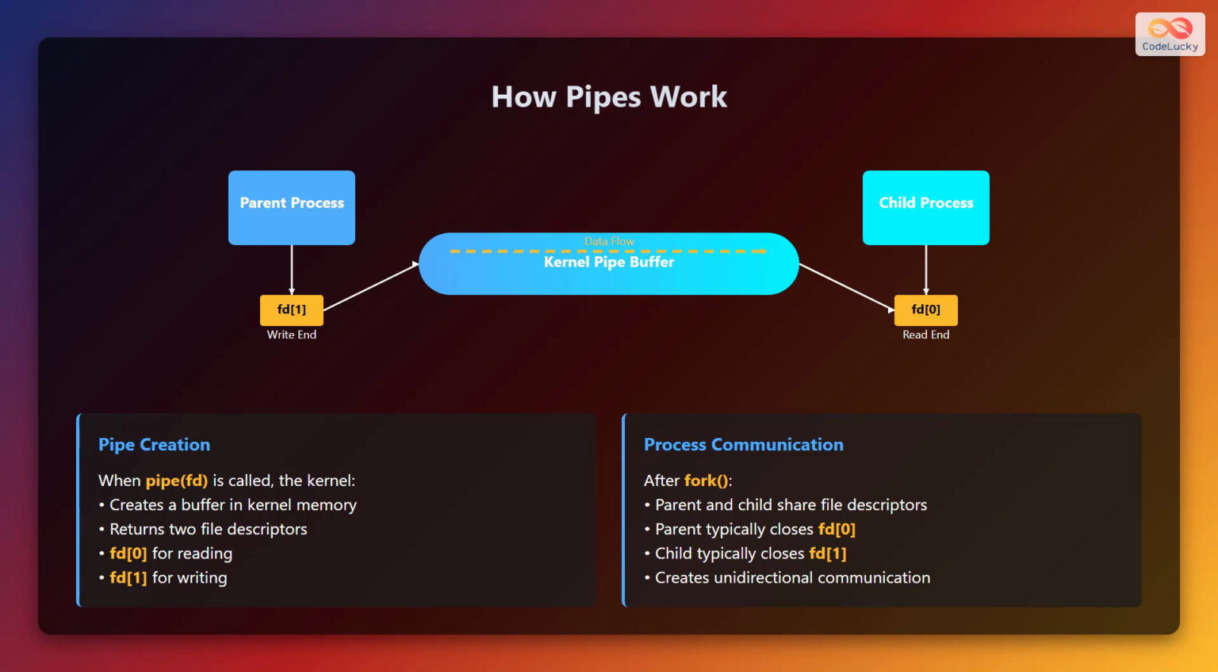Following a fork call, both the parent and child processes share these file descriptors. Typically, the parent process closes fd[0], as it will write data, and the child process closes fd[1], as it will read data. This sets up a unidirectional communication channel, where the parent can send information to the child.